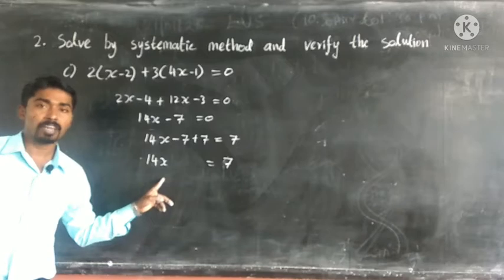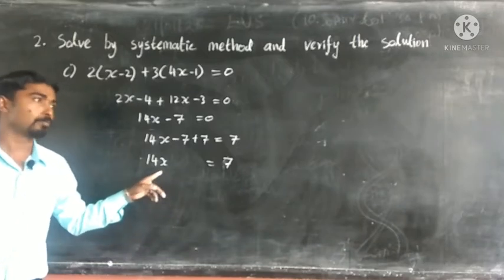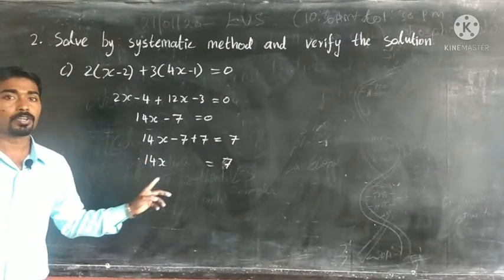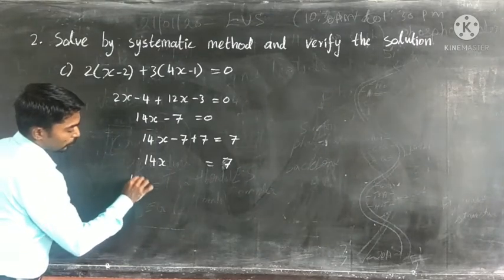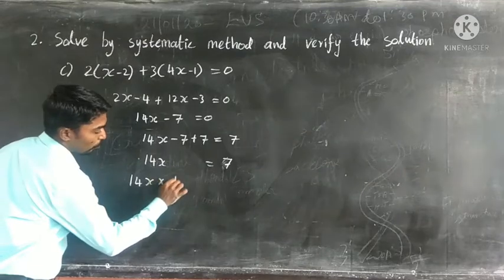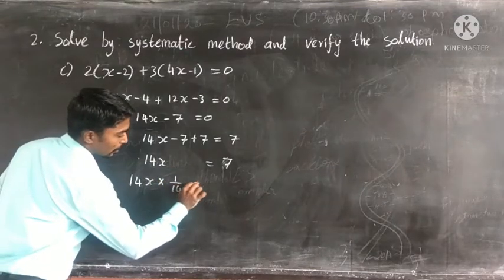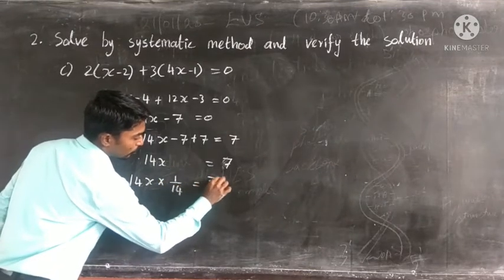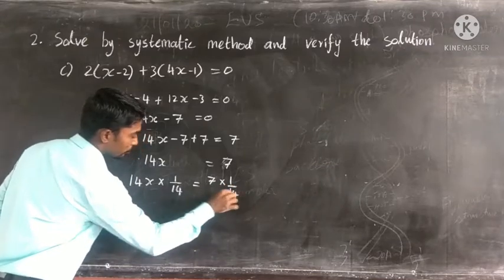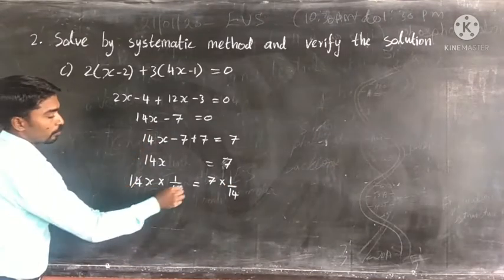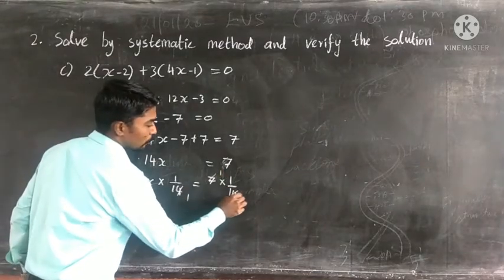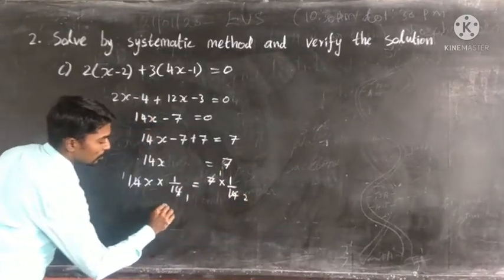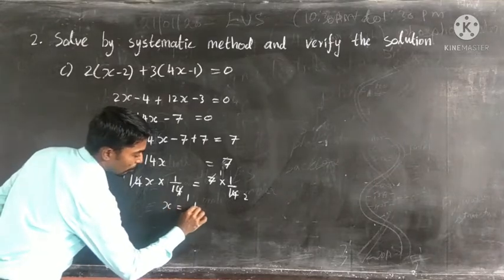To find the value of x, we are going to multiply 1 by 14 on both the sides. 14x into 1 by 14 is equal to 7 into 1 by 14. 14 will get cancelled. 1 7s are 7, 2 7s are 14. X is equal to 1 by 14.